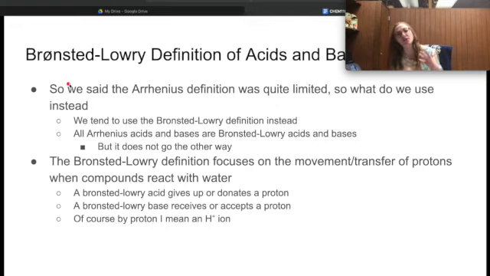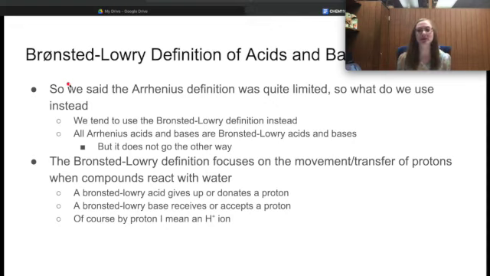We said before that the Arrhenius definition was quite limited, so what do we use instead? Well, we use this Bronsted-Lowry definition. Bronsted and Lowry were two different scientists who developed this theory at exactly the same time without any information from each other. So they've both been given the name of this definition of an acid and base. That's why we call it a Bronsted-Lowry acid-base definition.